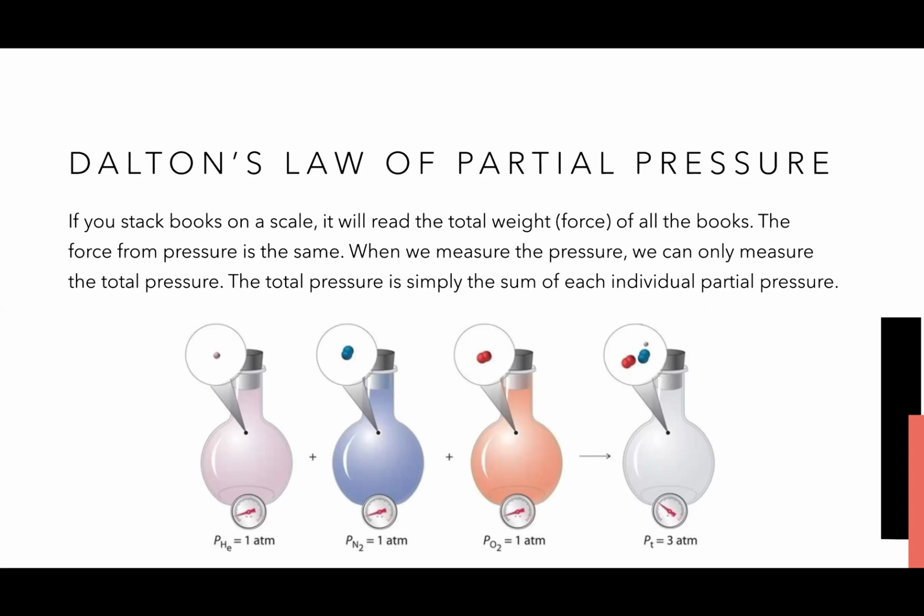When we measure the pressure inside of the container, we can only measure the total pressure, just like a scale can only measure the total weight of the books. Our total pressure is simply going to be the sum of each individual partial pressure, in this case helium and nitrogen and oxygen. If we put 1 atmosphere of pressure of each one of these in the same container, same volume, same temperature, we would expect a pressure of 3 atmospheres. Pretty straightforward, because pressures are, again, sort of like weight, but also sort of not.